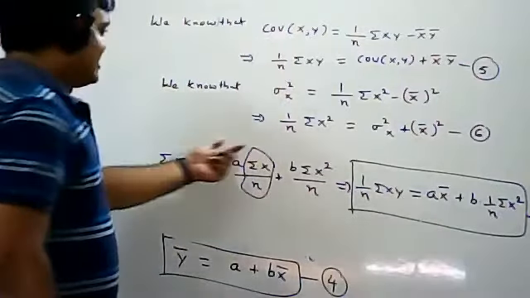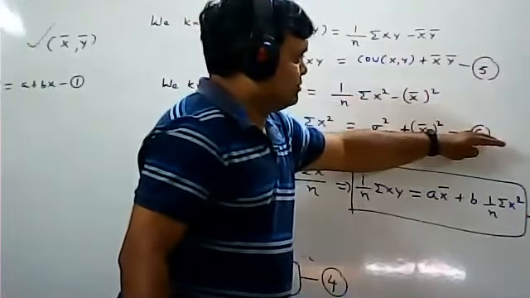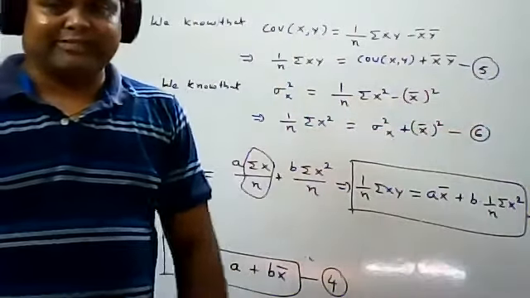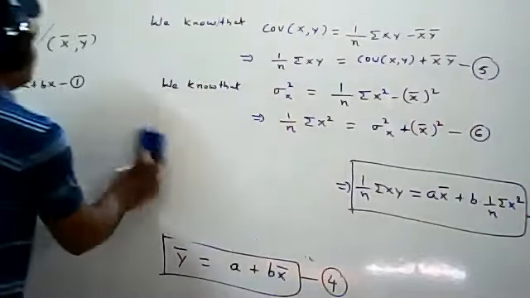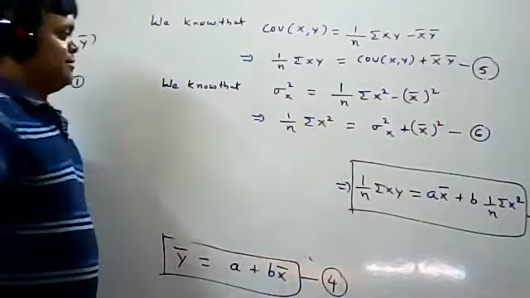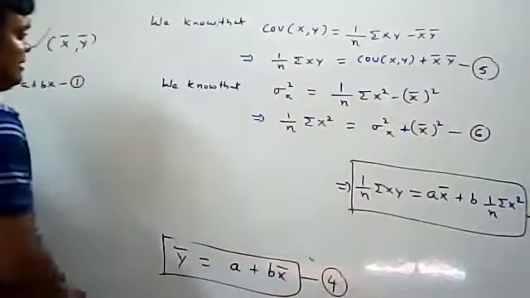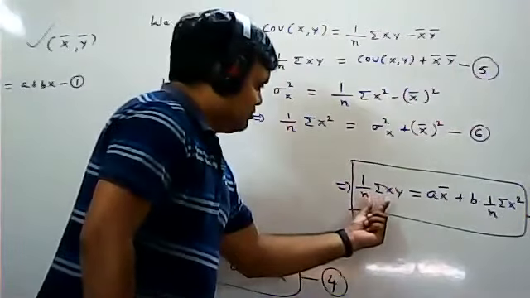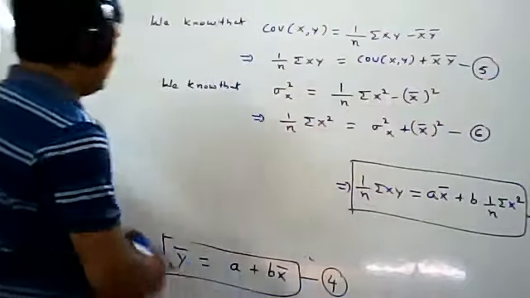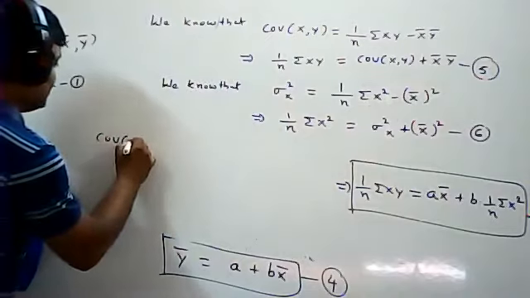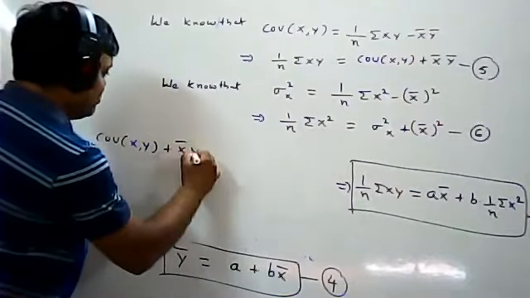Okay, so write down next: substitute equations 5 and 6 in equation 7. Then we get 1 by n summation xy, and this is the value. What is that value? Covariance of x comma y plus x bar into y bar.